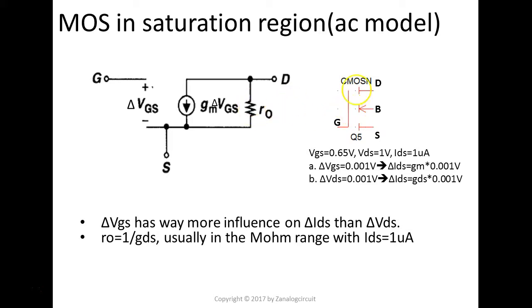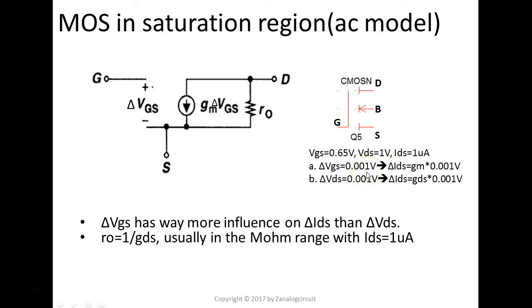Okay, so let's jump to this MOS example here. Let's say we apply 0.65 volts across VGS. This is a large signal, right? The MOS threshold is about 0.45, so 200 millivolts for the overdrive. Now we apply 1 volt across the VDS here. By certain sizing, IDS now is 1 microamp.